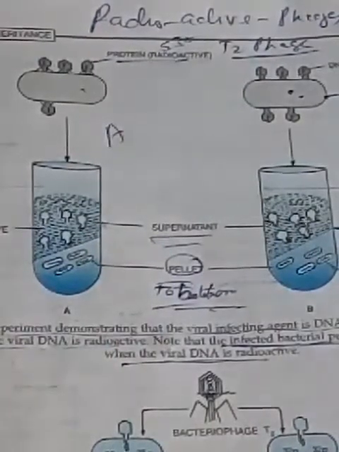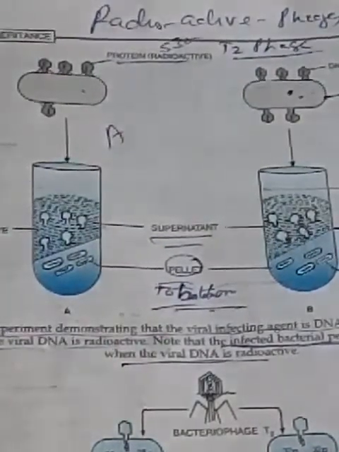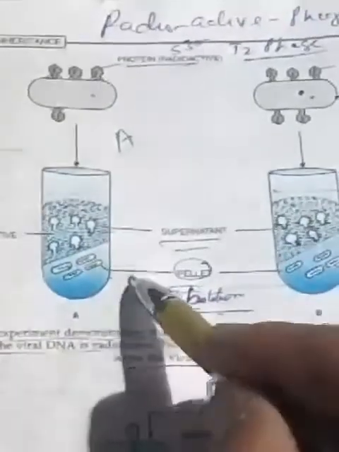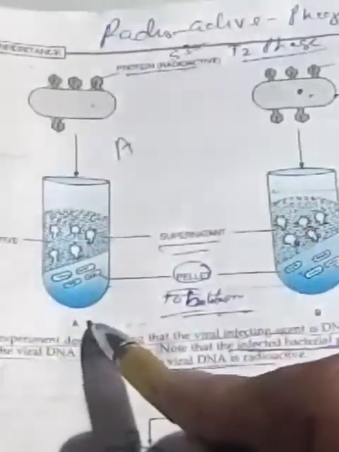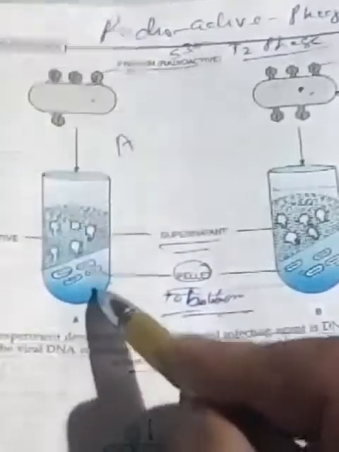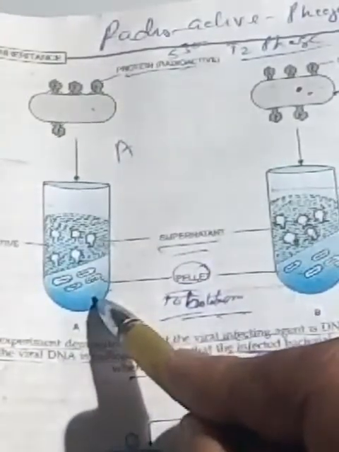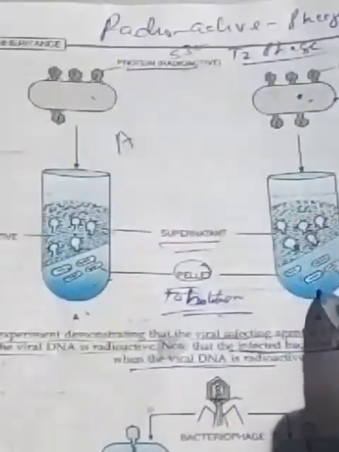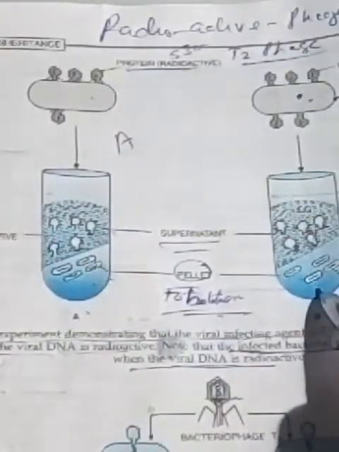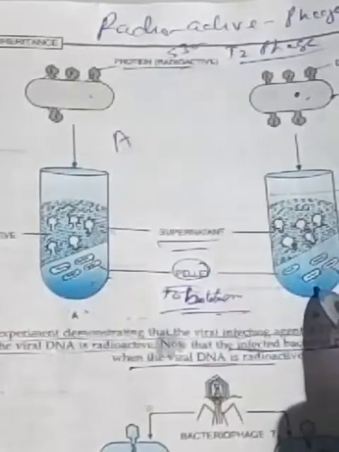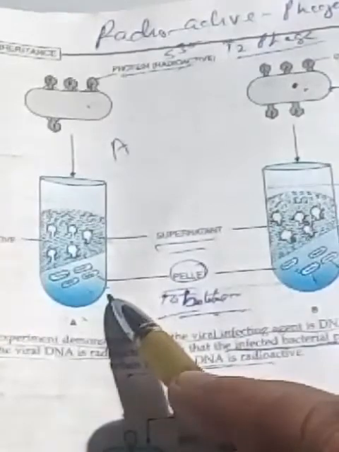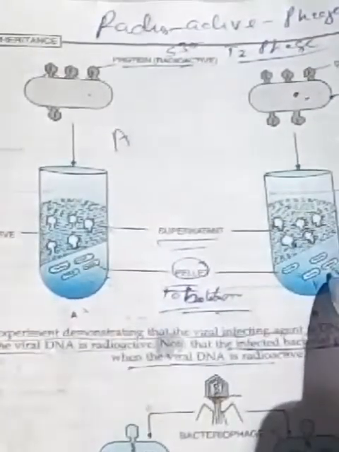What was the result? In one case, the supernatant contained the protein coat and the pellet was heavier at the bottom. In case A, the pellet was not radioactive because the protein coat was in the supernatant. In the second case, the pellet DNA was radioactive. In one case, the DNA was not radioactive. In the other case, DNA was radioactive.